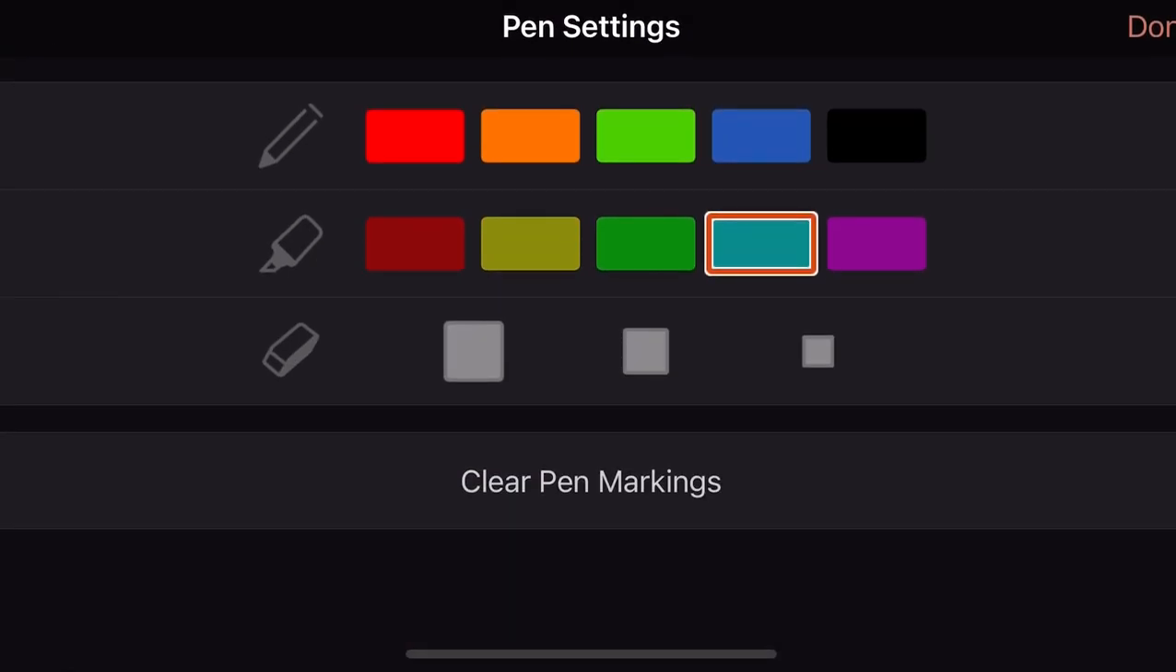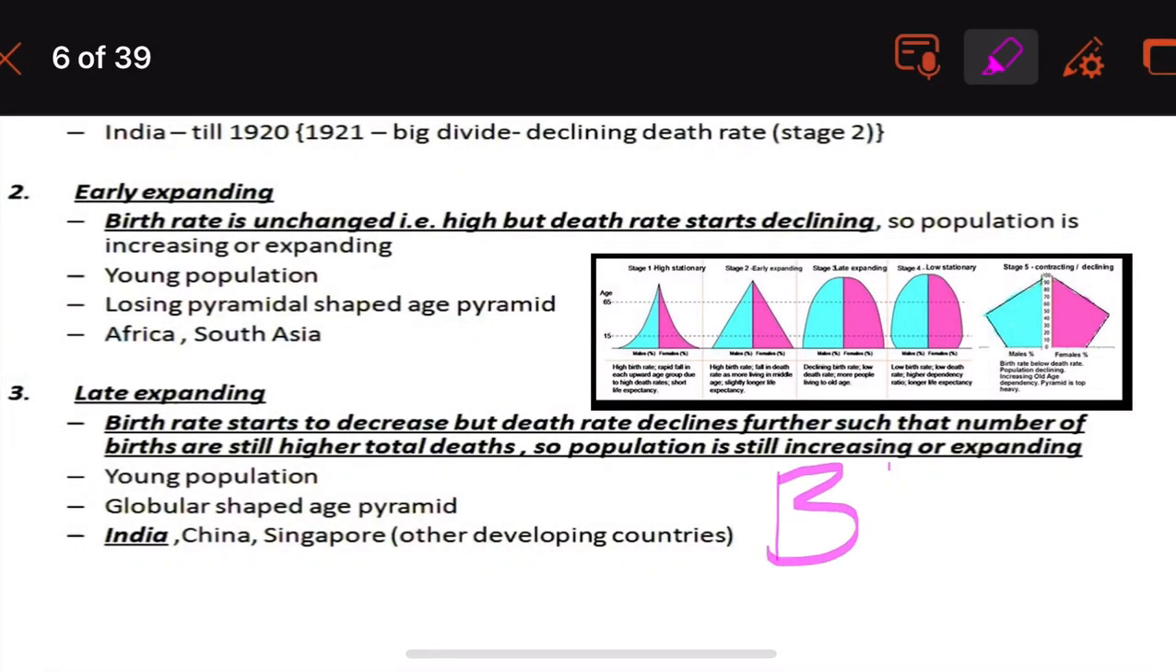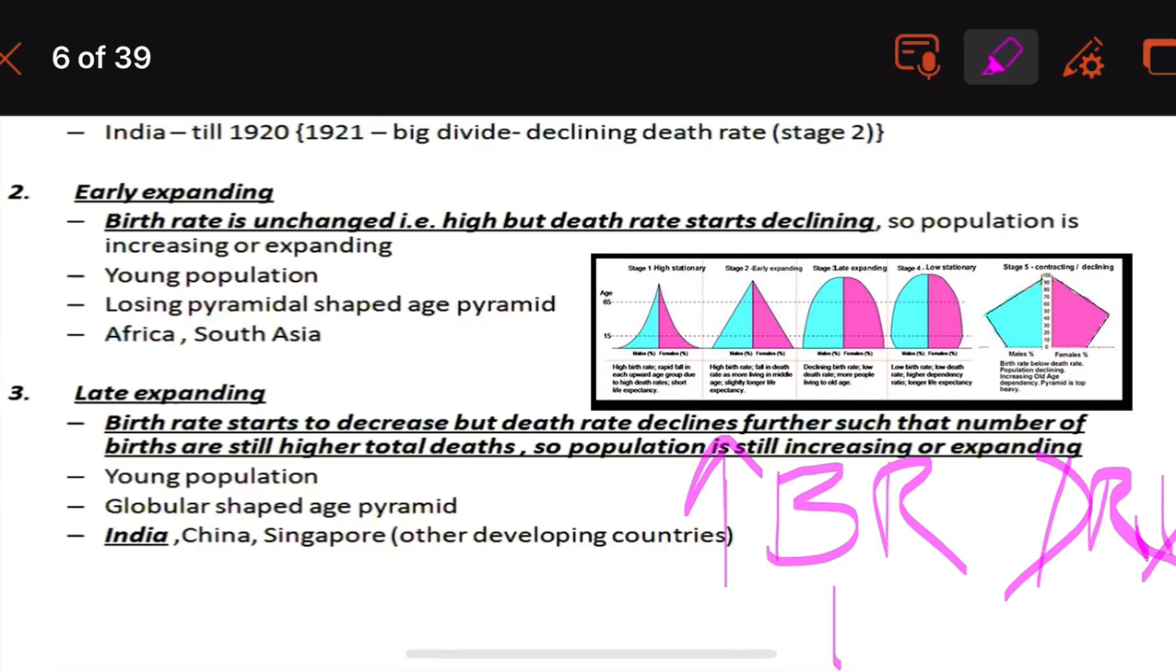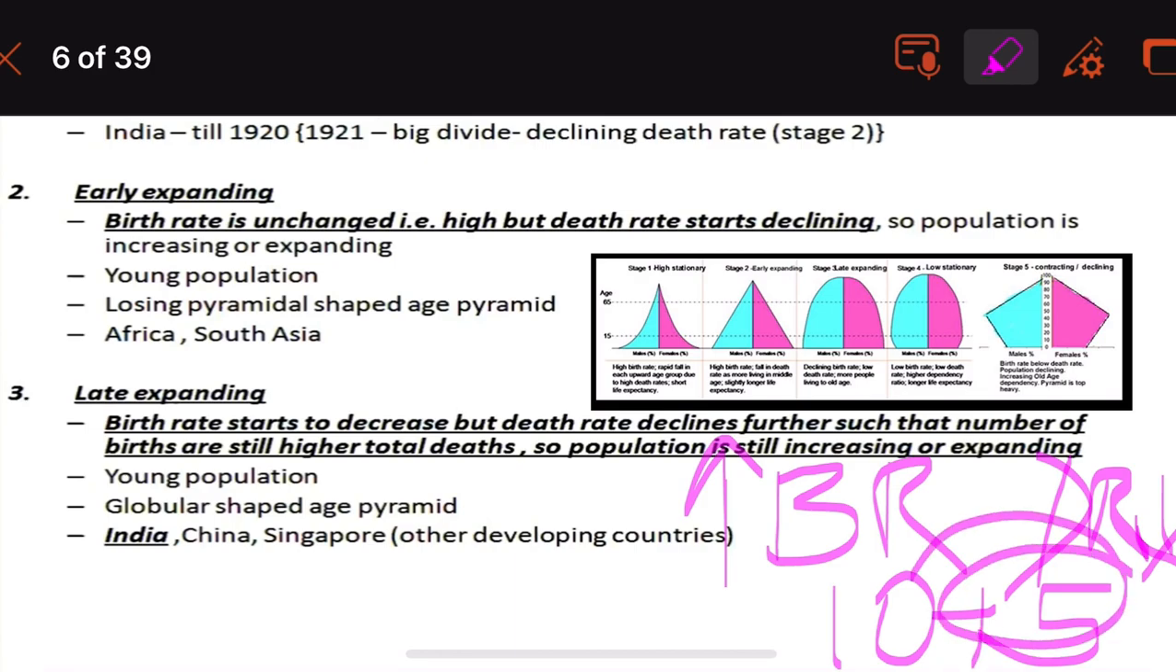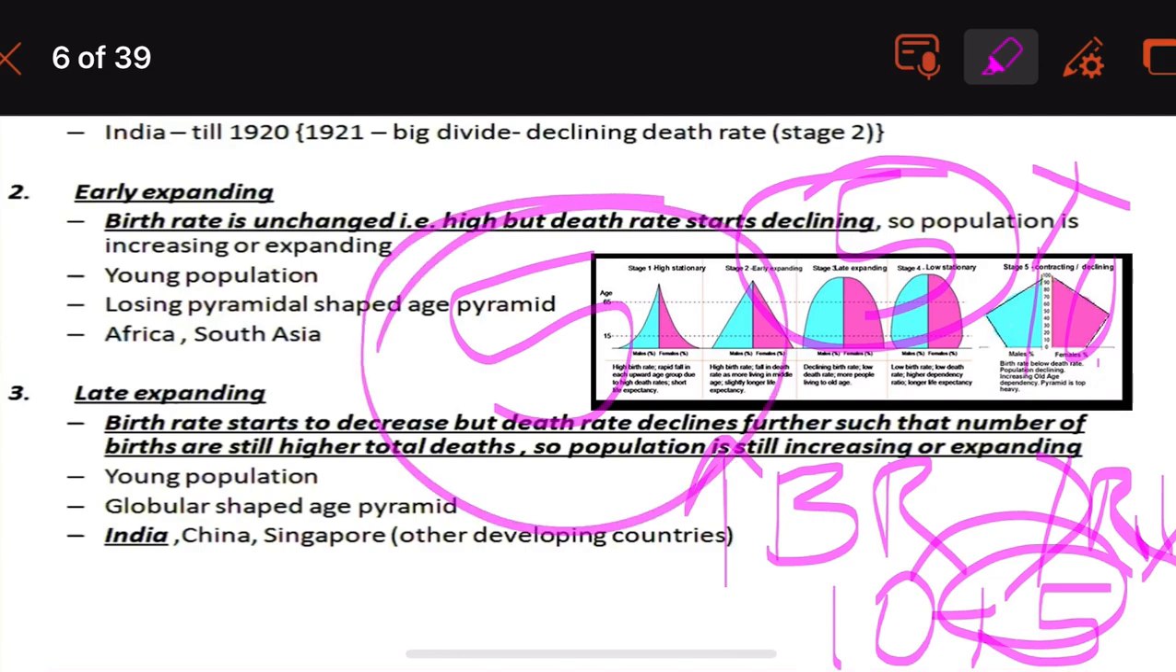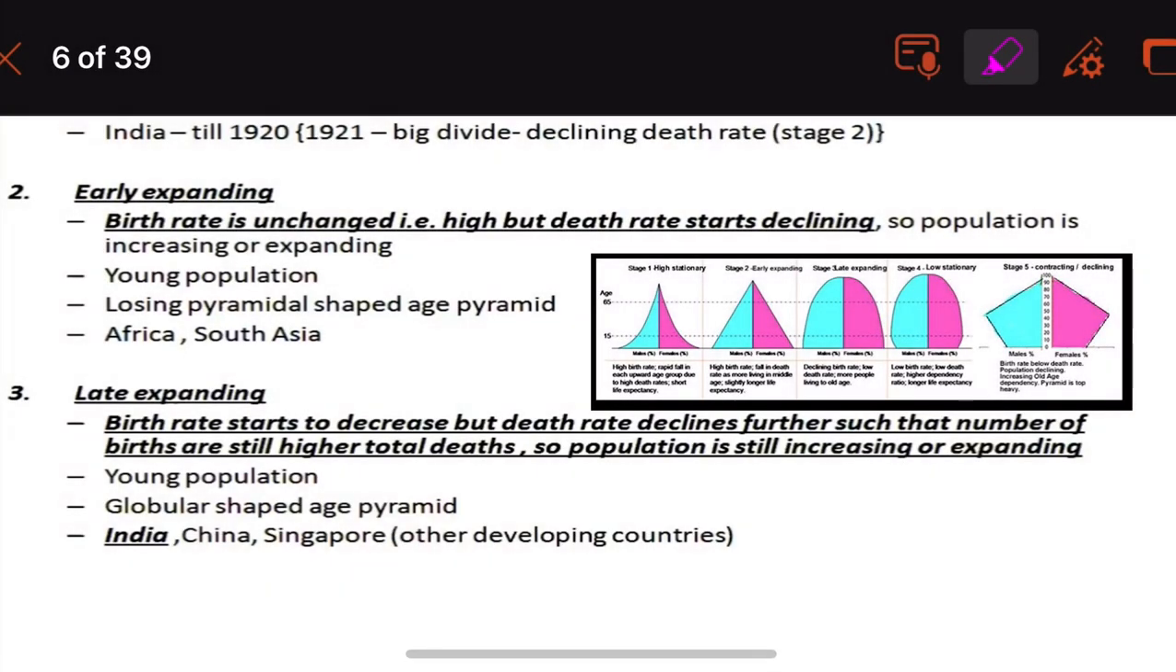So let us see this again. Birth rate is high, death rate is declining. Let us consider 10 babies were born, deaths are only 5. So if the 10 were eliminated, then there won't be an increase, but only 5 are eliminated. So 5 are still adding on to the population and increasing it.